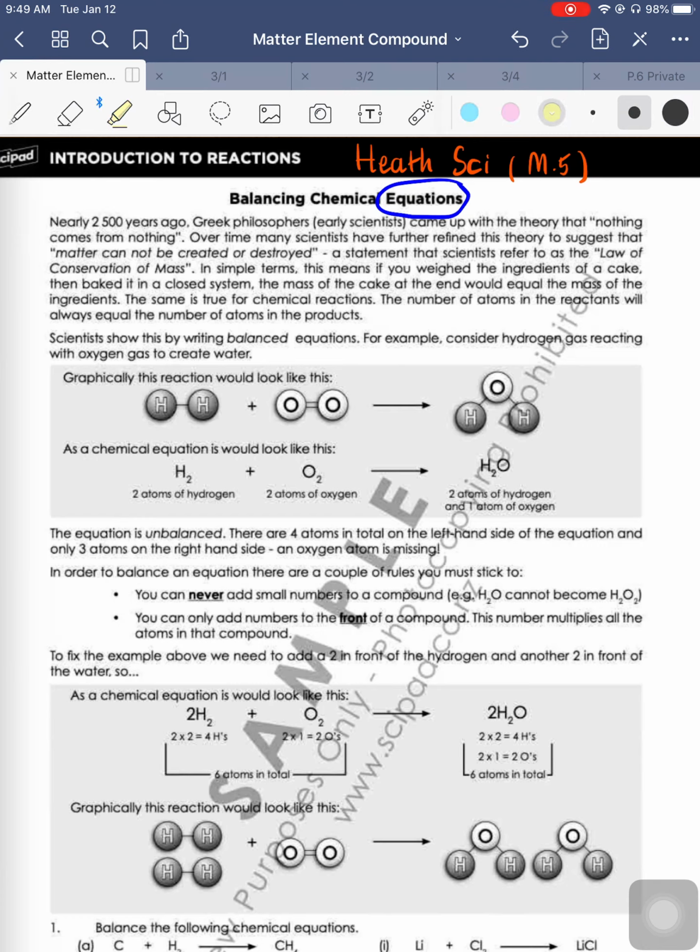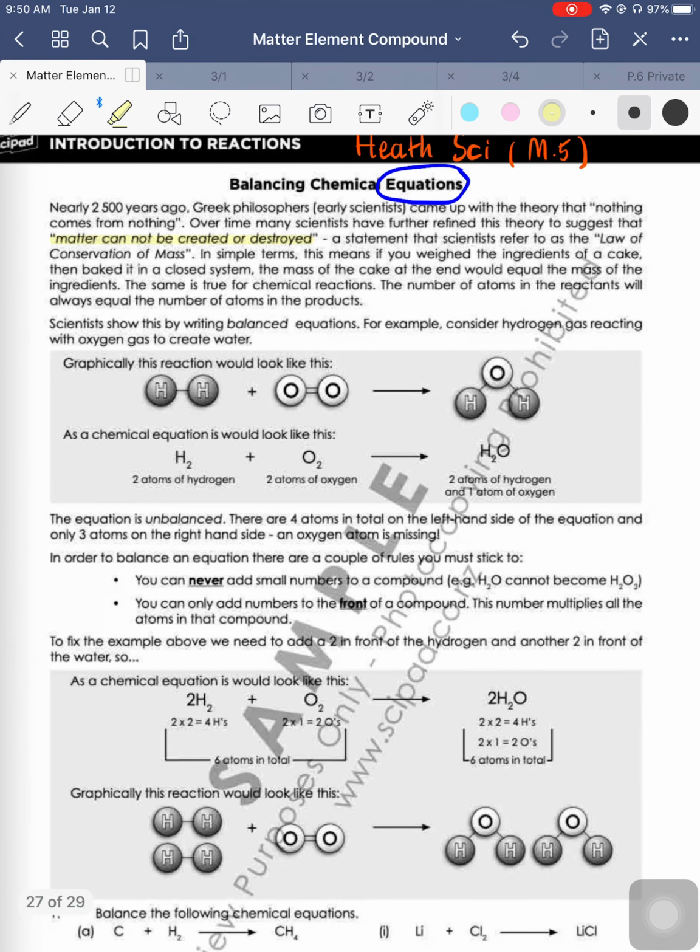Let's see what the scientists told us: matter cannot be created or destroyed, right? Matter cannot be created or destroyed. Everything in the world is matter. And they told us about the law of conservation of mass. What does conservation mean? Conservation means keep, เก็บไว้, keep.